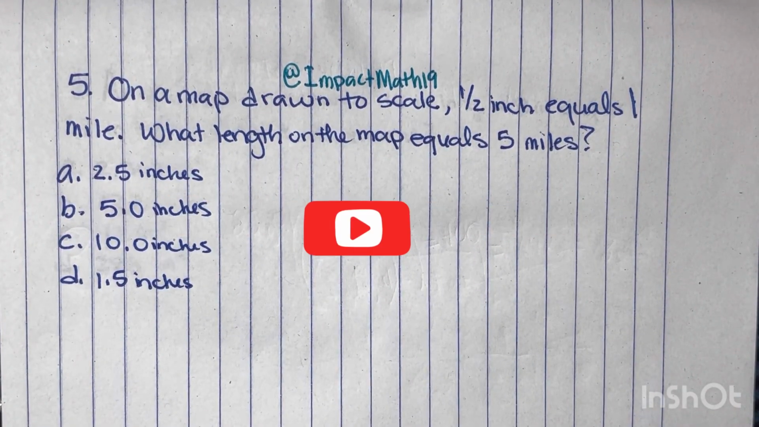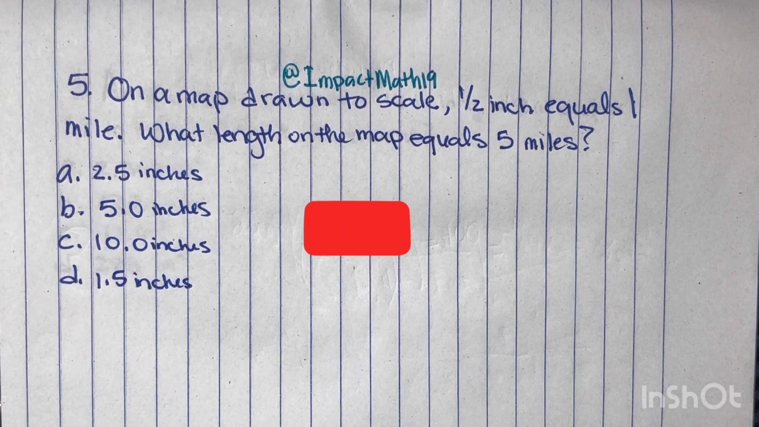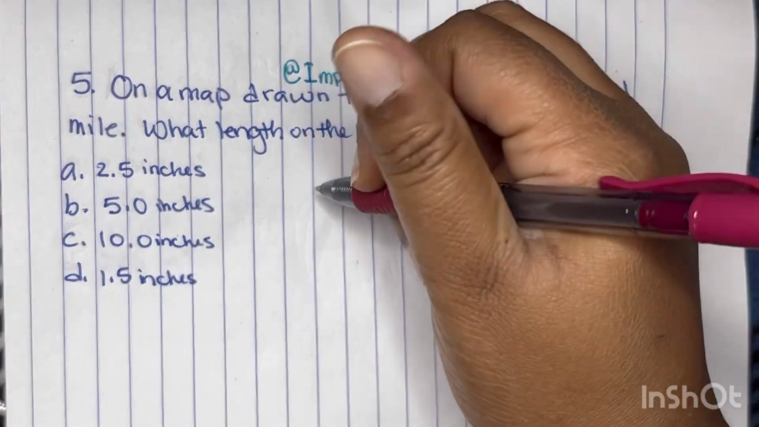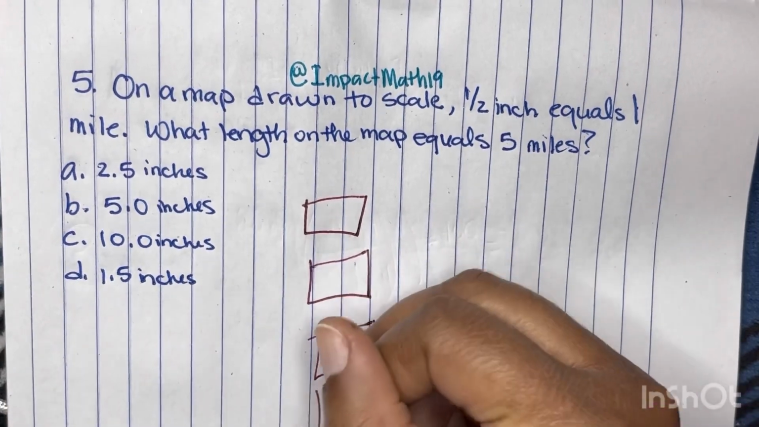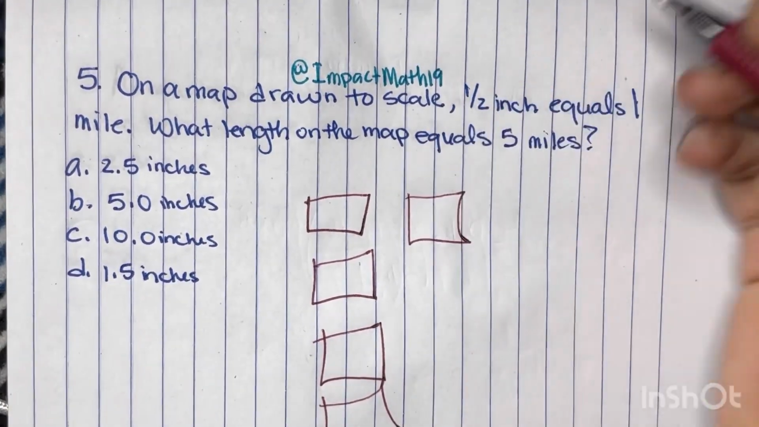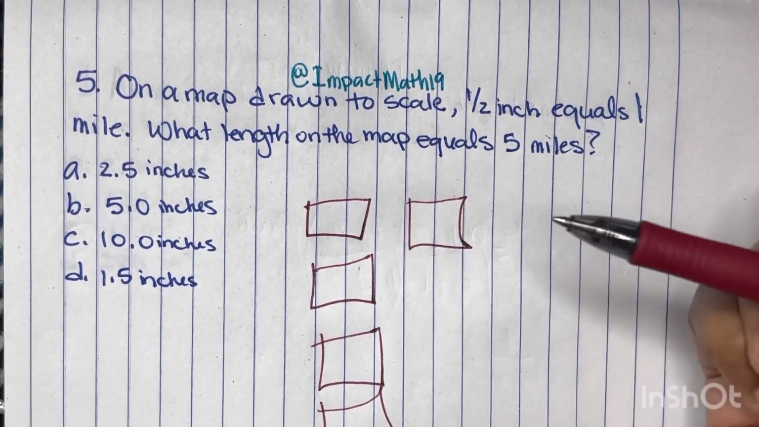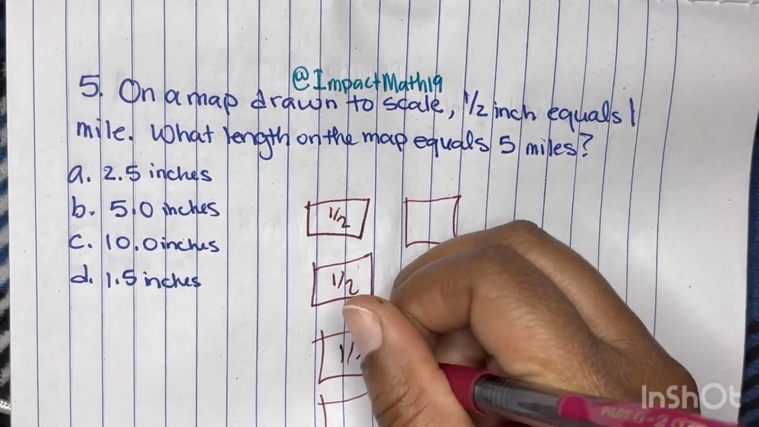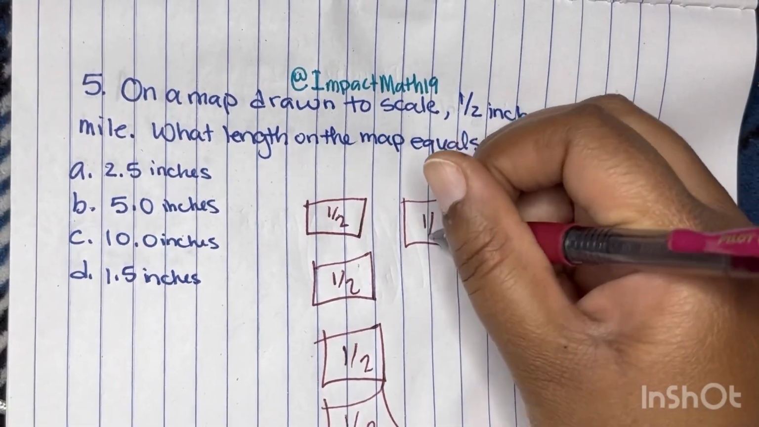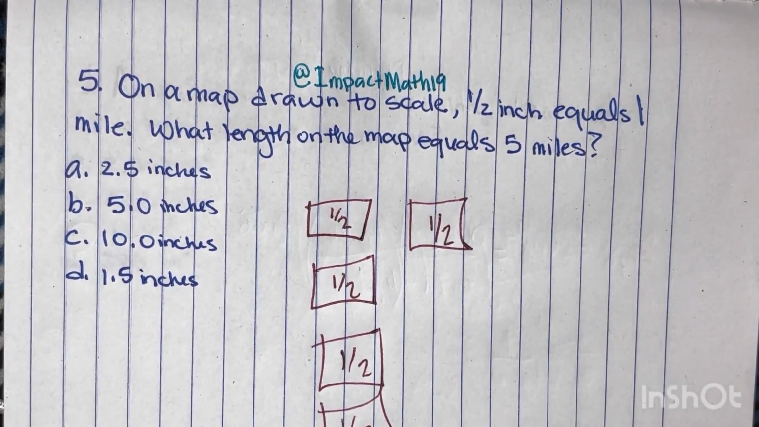Number 5. On a map drawn to scale, a half an inch equals 1 mile. What length on the map equals 5 miles? So, for my visual learners, what we can do is draw out 5 miles. 1, 2, 3, 4, and let's do 5. Now it says half an inch equals 1 mile. Well, so we could put a half here, a half here, a half in each of these 1 miles. And then we can add them all up.